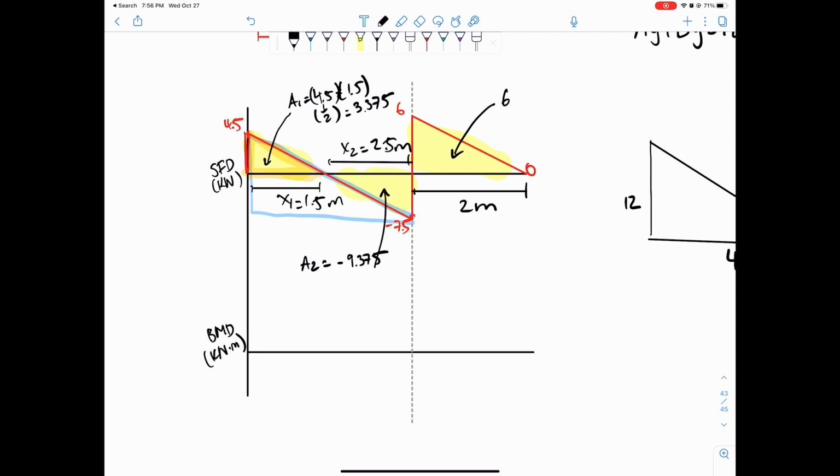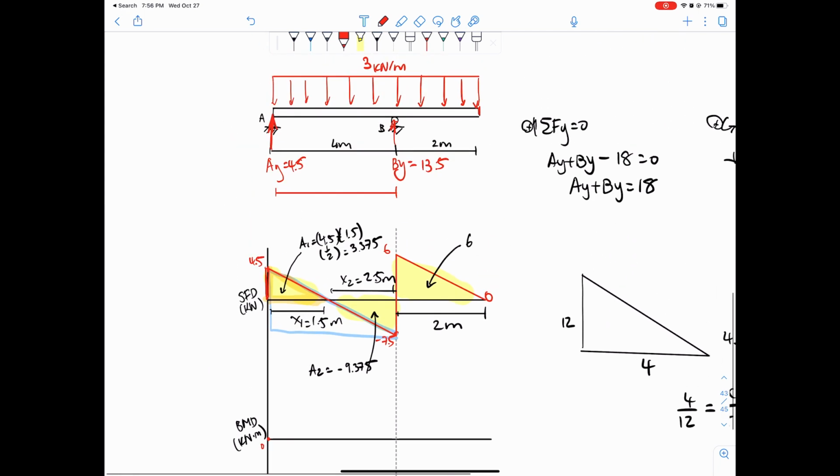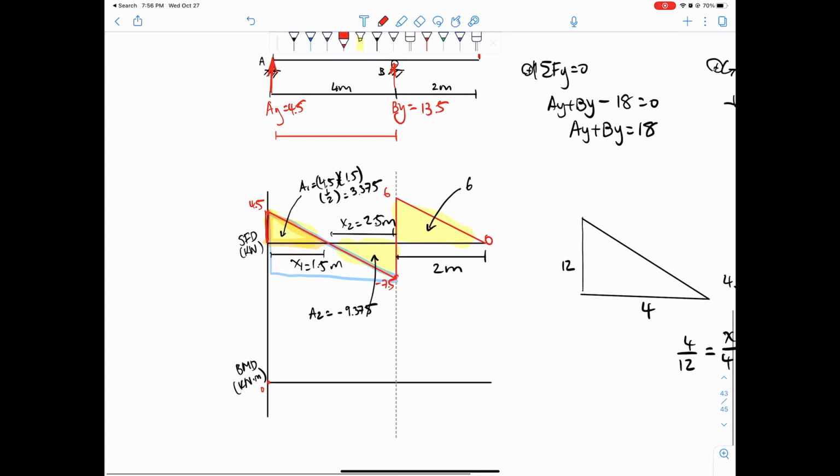Okay, we go from 0 at the start, because there's no moment. If we look back, this is a hinge support, so there is no moment resisted at this point. Therefore, moment is equal to 0, and we're going to go from here to here. We are going to go up a total of 3.375, okay?